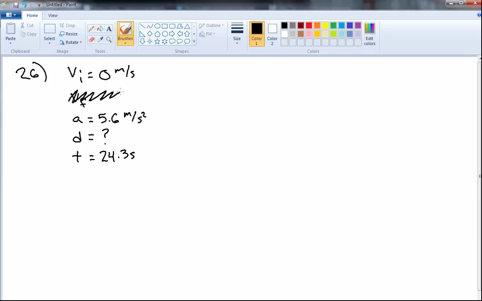So in this question, we weren't given a VF. Cross that one out. So which equation deals with an initial, an acceleration, a distance, and a time? It's going to be our D equals VIT plus 1/2 AT squared. All right, let's plug in. Distance is unknown. Initial was 0. Time was 24.3 plus 1/2 of A, which was 5.6. Times T squared, so that's times 24.3 squared.